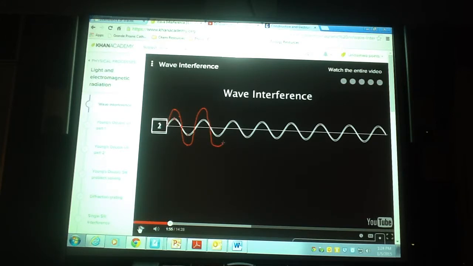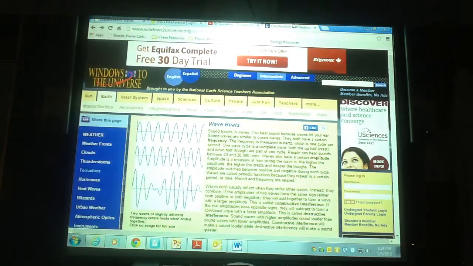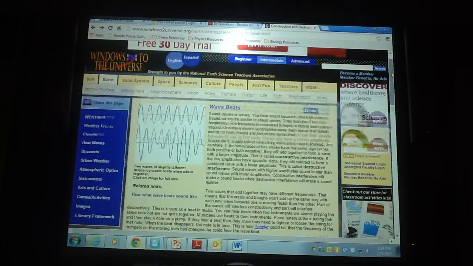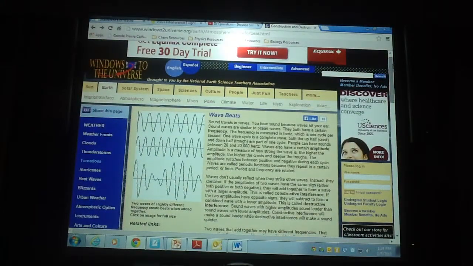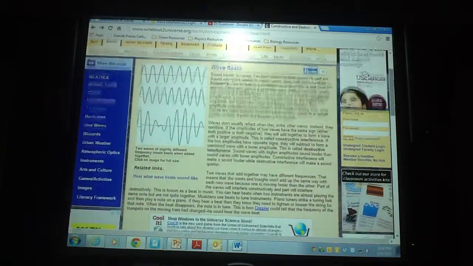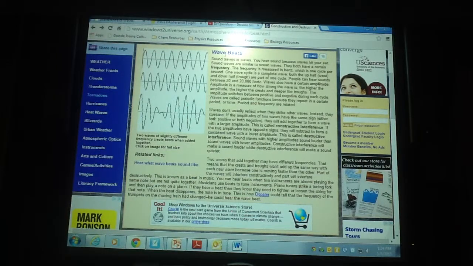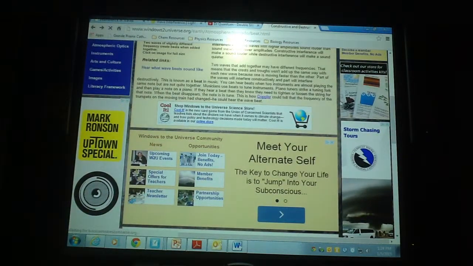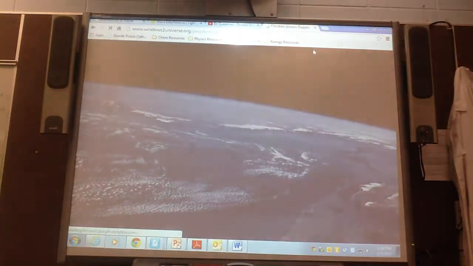It basically goes through very similar examples, but if you need a little bit of extra help, go on there. Also, this is another really good one, windows2universe.org, and this was what I talked about with wave beats. And then it actually starts talking about the Doppler effect, which is what we're going to do in a couple of minutes too. So, anyways, those are some to jot down to help you out.